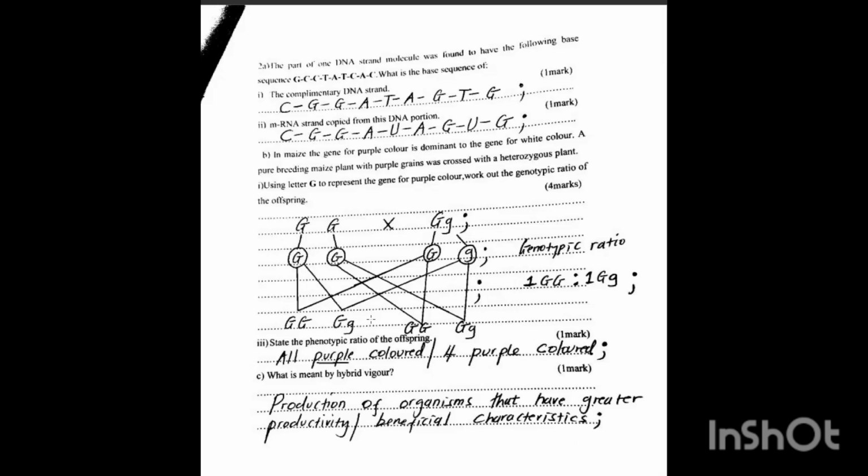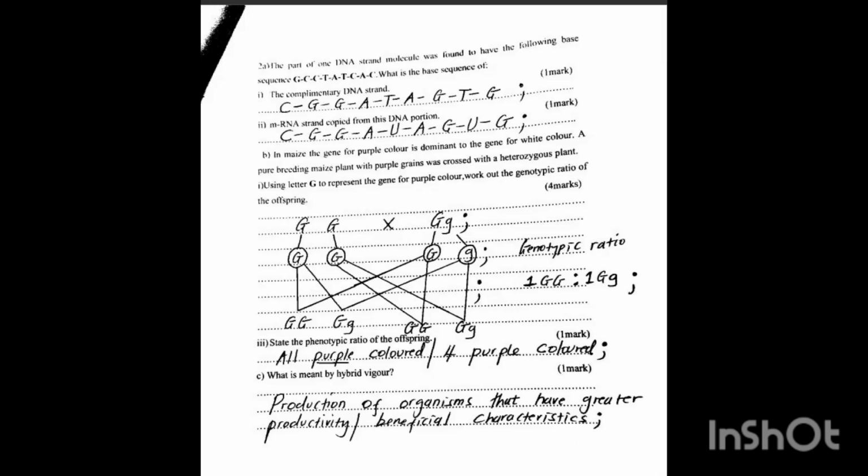In the third question, in the maize, the gene for purple color is dominant to the gene for white color. A pure breeding maize plant with the purple grain was crossed with a heterozygous plant, using the letters G to represent the gene for purple color, work out the genotypic ratio. So here we've been told the gene for purple color is dominant to the gene for white color. So take gene for purple color to be represented with capital G, gene for white to be represented with small g.